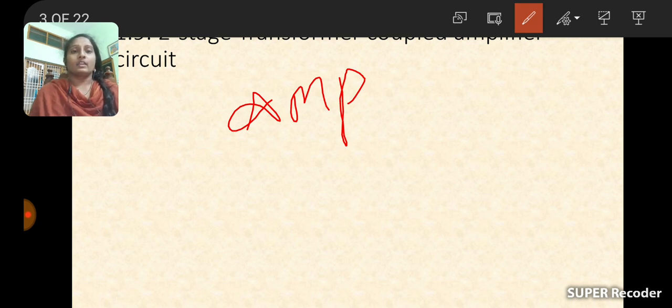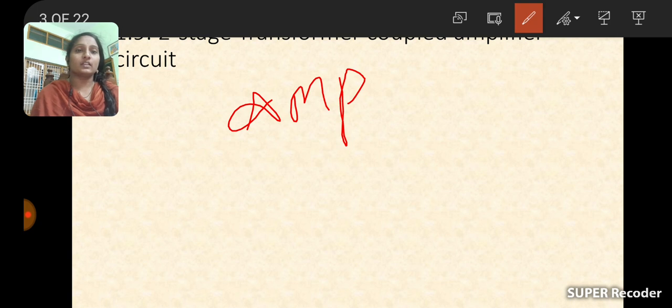And coming to the next topic, classification. Or before going to that, one important word is there: amplification. What is meant by amplification? The property of an amplifier to increase the strength of a signal is called amplification. Amplifier means a device which is used to increase the strength of a weak signal. So amplification means it is the property of an amplifier which is used to increase the strength of a weak signal.